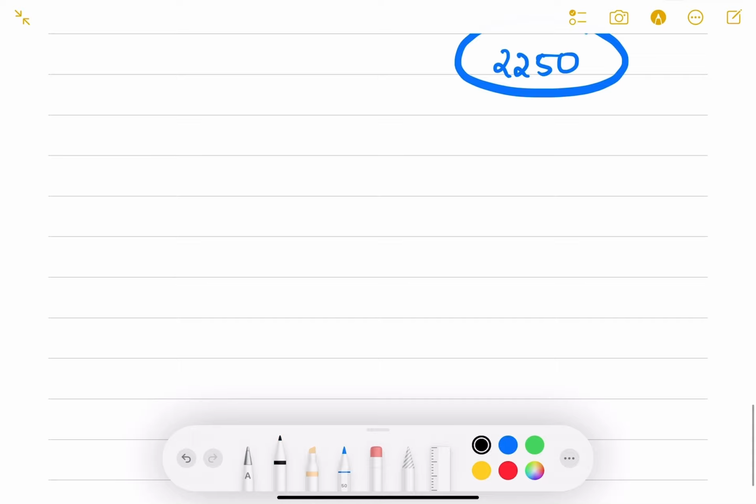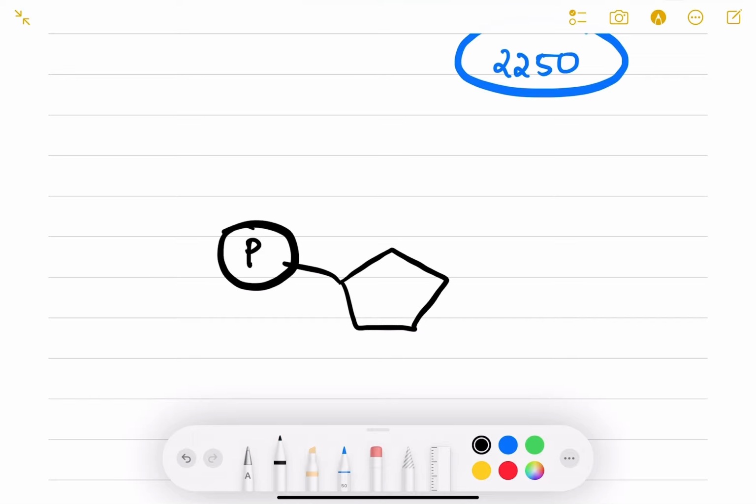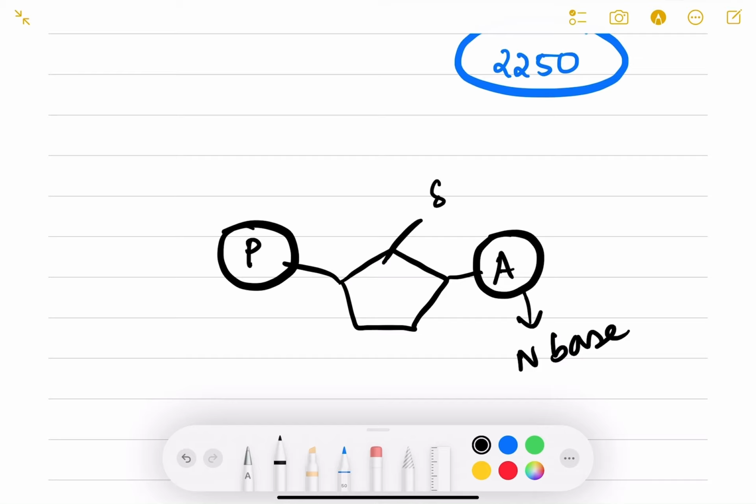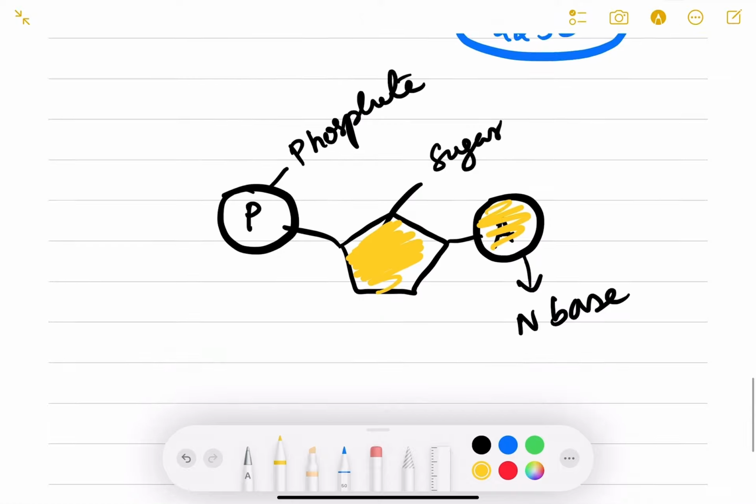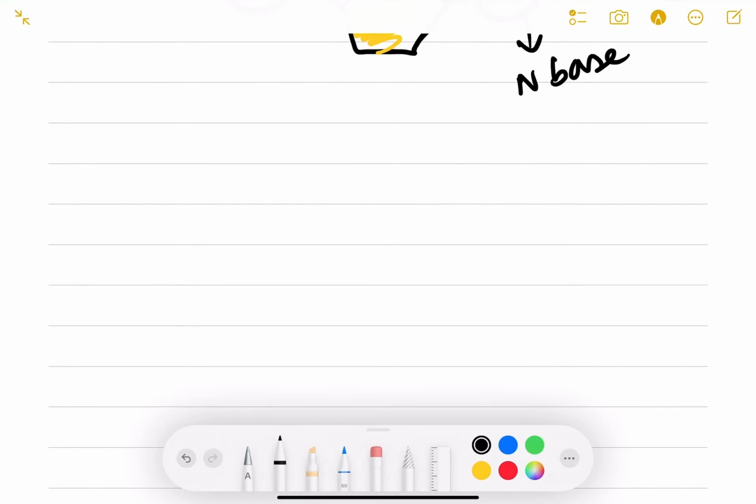For this you just need to know the structure of a nucleotide. Let's say this is your adenine. This is your nitrogen base, this is your sugar, and this is your phosphate. So the number of sugar molecules is equal to the number of nitrogen bases. Now let us move on to more complicated questions.